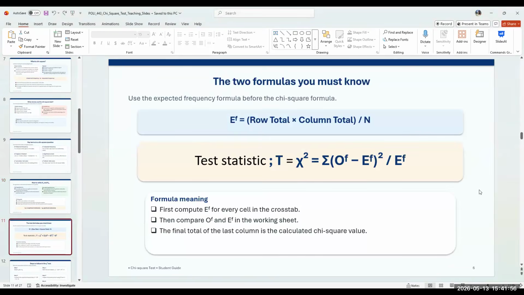Then we looked at the two formulas that you can acquaint yourself with. First, the formula to find the EF: row total times column total, all over n. Second, the test statistics: chi-square is equal to the summation of bracket open OF minus EF, bracket squared, all over EF. The observed frequencies are the values already given to you in the question, and the expected frequencies are the ones you solve using row total times column total all over the total, which is n.